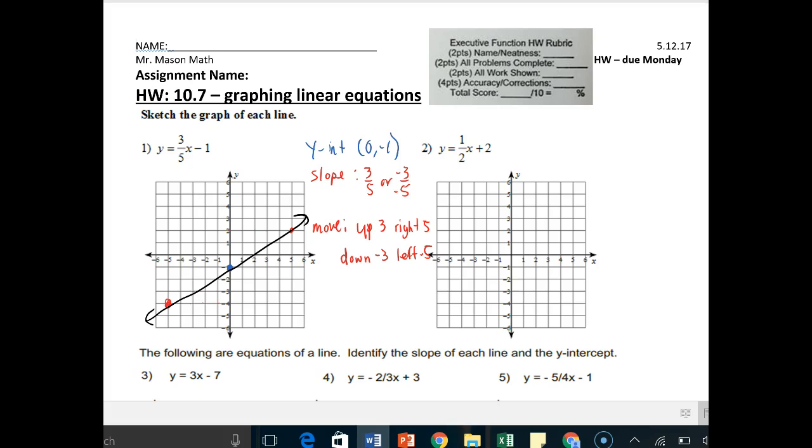Right? So again, on number 2, you're going to want to tell me what the y-intercept is. You're going to want to tell me what the slope is, the 2 different ways you can move, so one way or the other way, right? And then how you can move. So again, you can move one way or the other way, okay? 2 different ways.